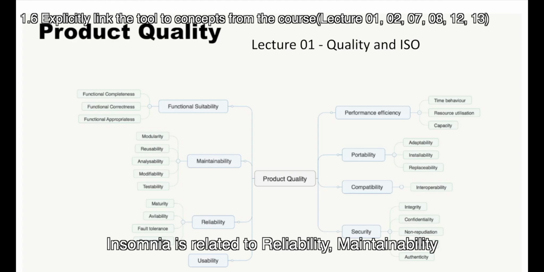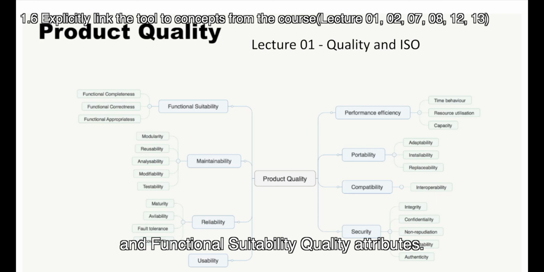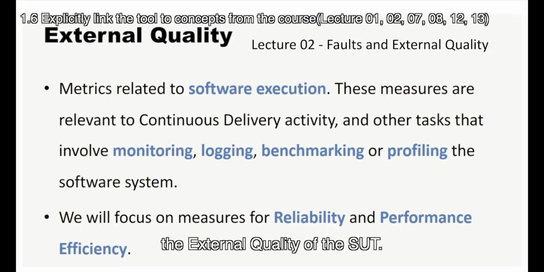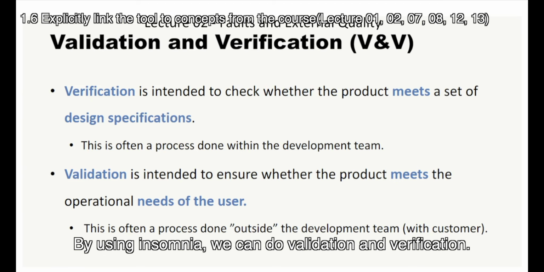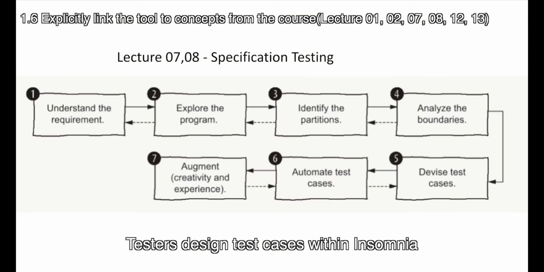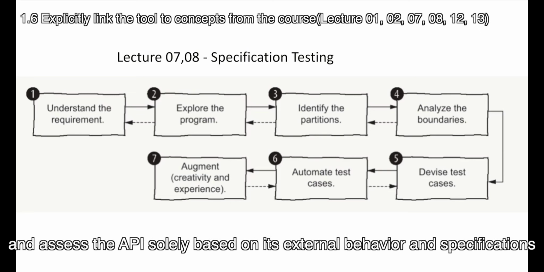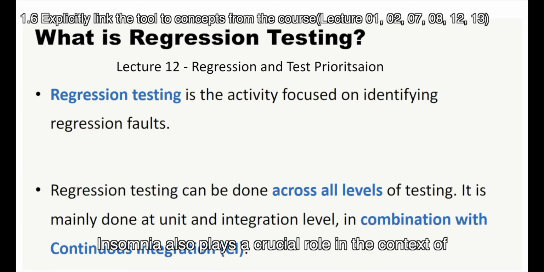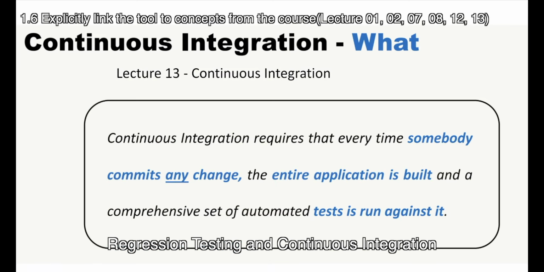Insomnia is related to reliability, maintainability, and functional suitability quality attributes. Insomnia is used for measuring and improving the external quality of the site. By using Insomnia, we can do validation and verification. Insomnia strongly aligns with the concept of specification-based testing. Testers design test cases within Insomnia and assess the API solely based on its external behavior and specifications without knowledge of its internal workings.